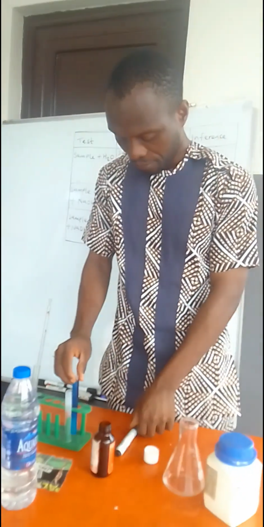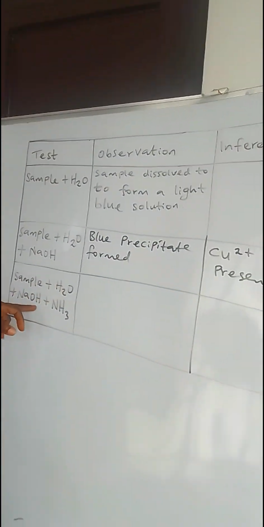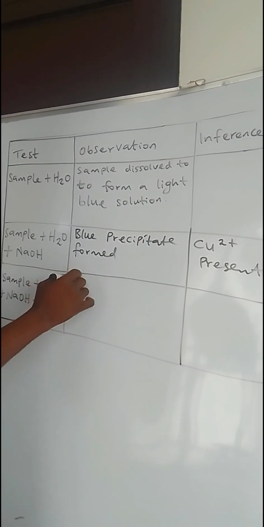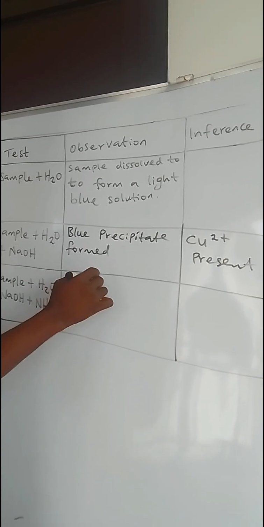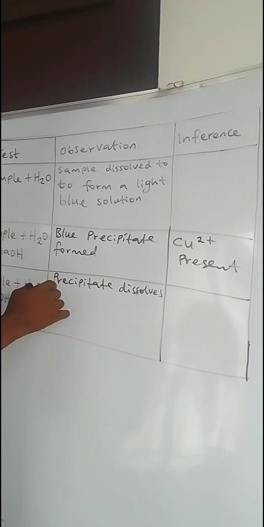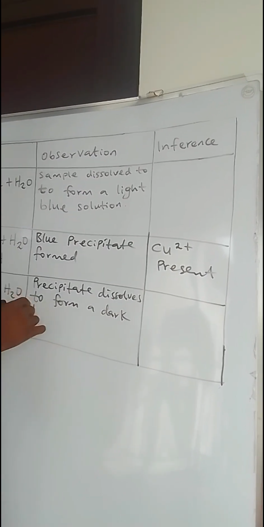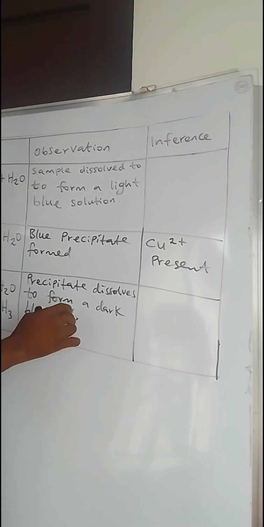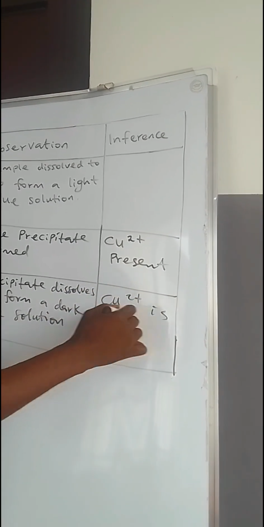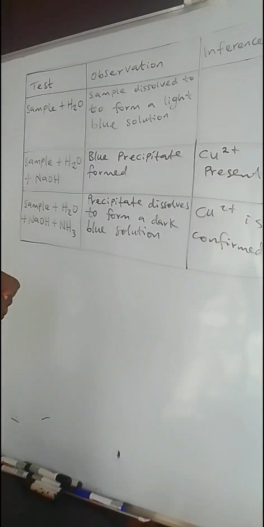So we now have sample plus H2O plus NaOH plus ammonia. We have precipitate dissolves to form a dark blue solution. Cu2+ is confirmed. So this is how we test for it.